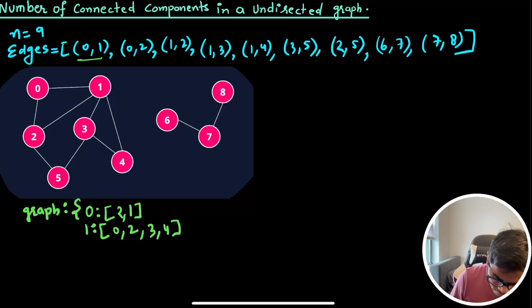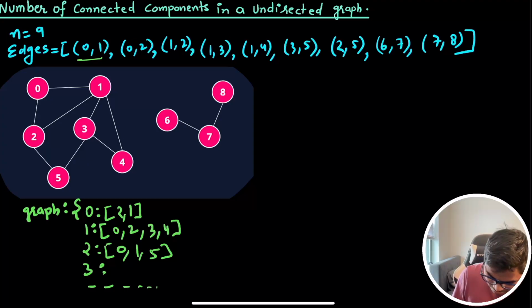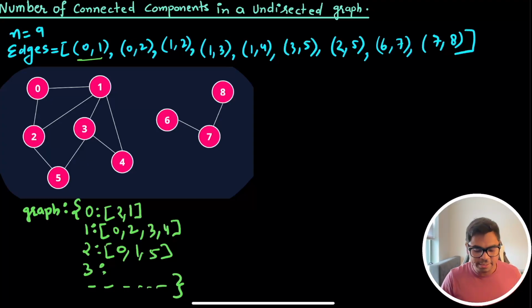Okay. Now then we can have 2. Now 2 will have 0, 1, 5 as its neighbors, and 3. I guess you can do this part. Okay, I'll leave it here. So this is how we'll be creating the adjacency list.